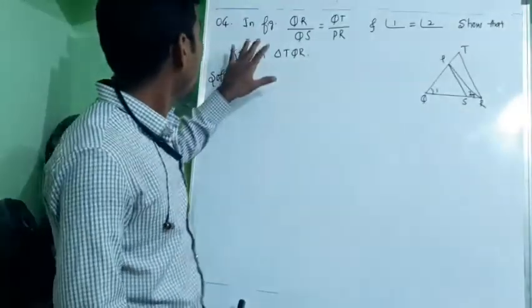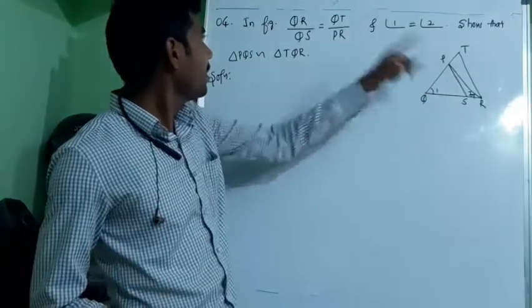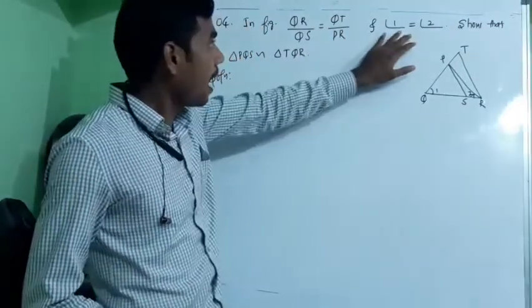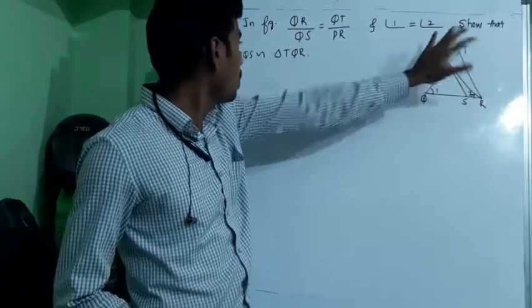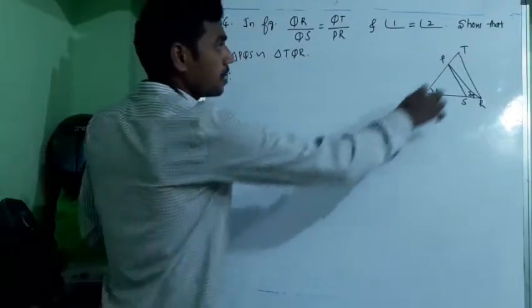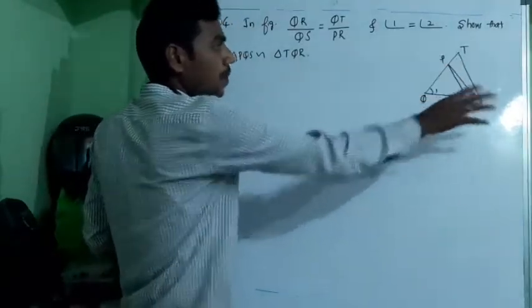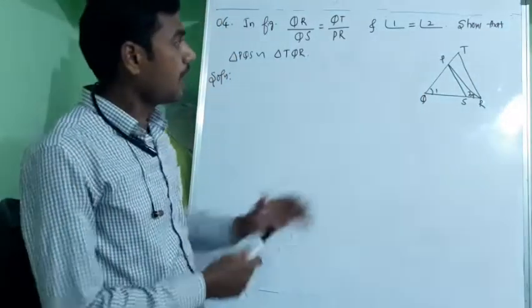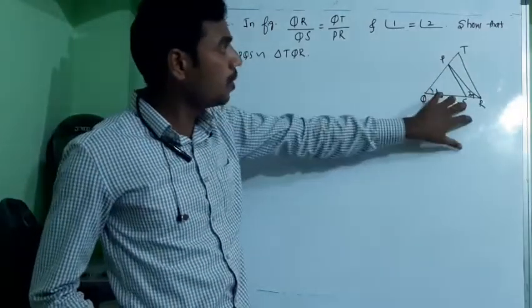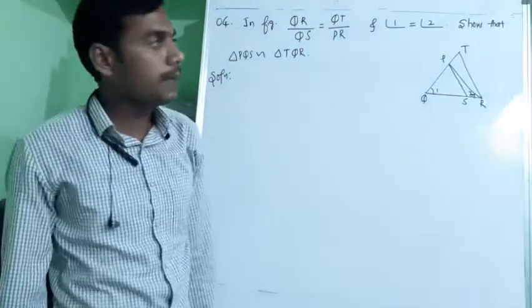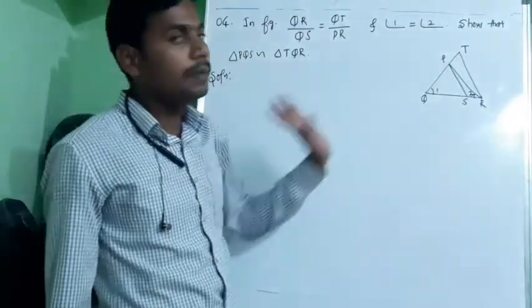It is in the figure. This is the figure: QR by QS is equal to QT by PR, and angle 1 is equal to angle 2. Show that triangle PQS is similar to triangle TQR. So there are two triangles. This is the smaller triangle, PQS, and the larger triangle, TQR. We need to show they are similar.